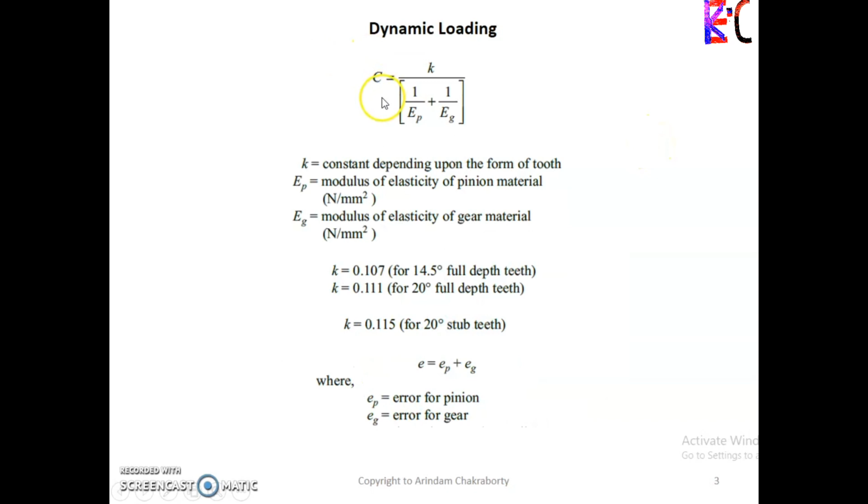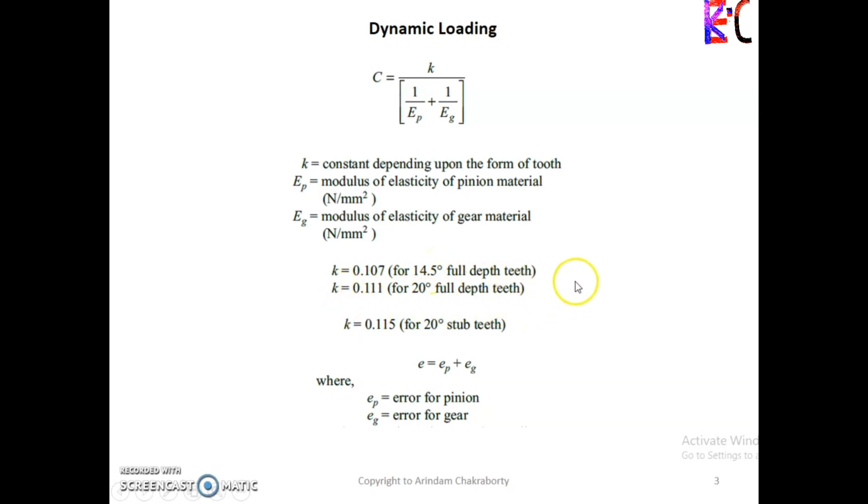Now, as I told you, C is the deformation factor, which depends on some factors like K. The formula is K divided by (1 by EP plus 1 by EG), where EP is the Young modulus of the pinion and EG is the Young modulus of the gear. It has been established by AGMA. Most of the things are established by AGMA. So what is K? K is a constant which depends on the formation of teeth, such as full depth 14.5 degree or 20 degree stub teeth. As I told you previously, 20 degree is nothing but the pressure angle. This is the pressure angle for full depth.